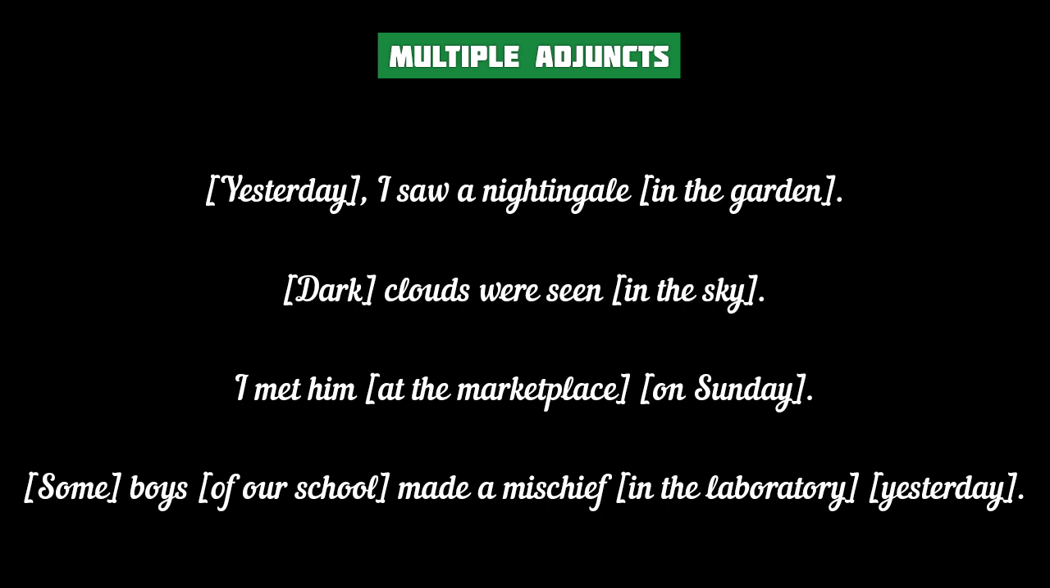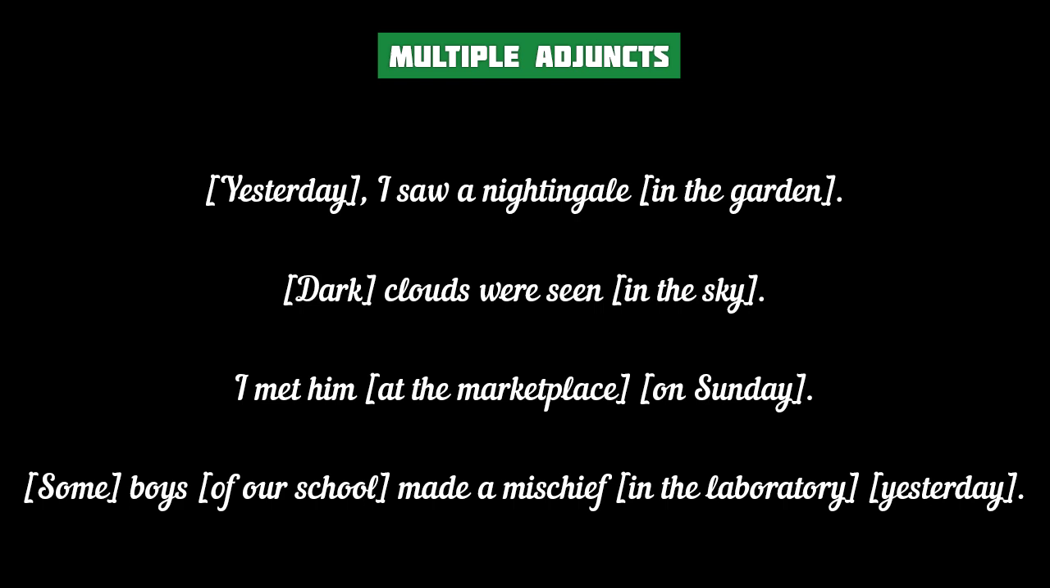Yesterday I saw a nightingale in the garden. There are two adjuncts in this sentence. Both yesterday and the phrase in the garden are adverbial adjuncts, occurring at the beginning and at the end of the sentence respectively. Why? Because they both modify the verb saw. Yesterday denotes the time and in the garden indicates the place.